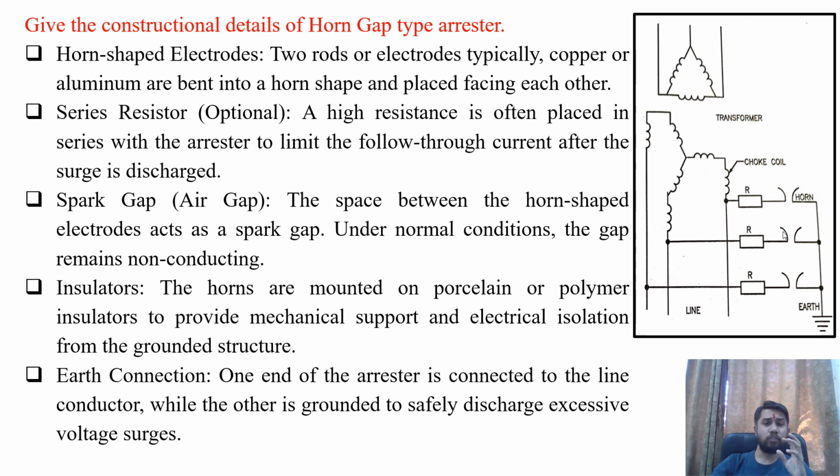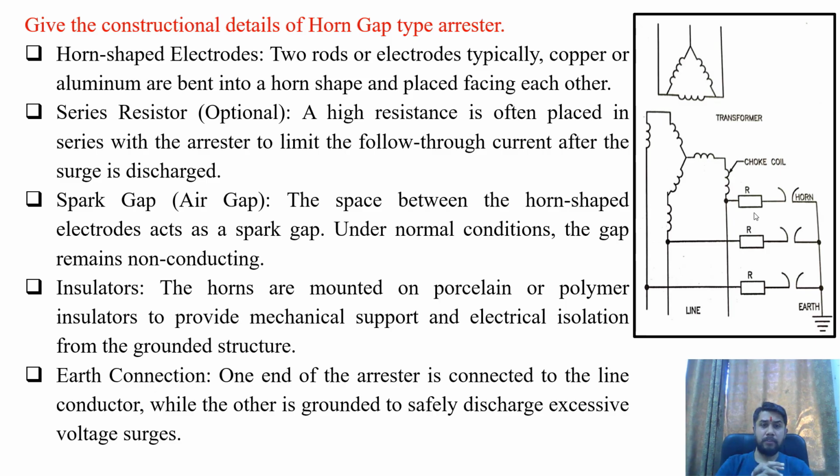Series resistor, it is optional. A high resistance is often placed in series with the arrestor to limit the follow-through current after the surge is discharged from ground to phase, or say ground to line type. So the follow-through is limited with the help of this series resistor.